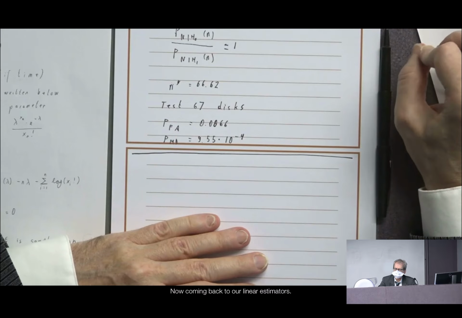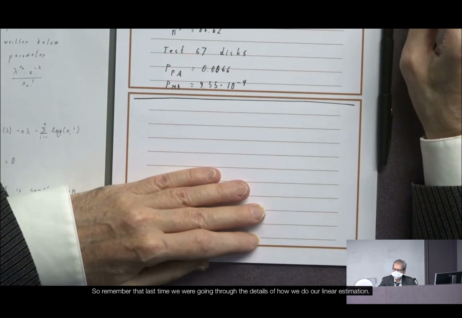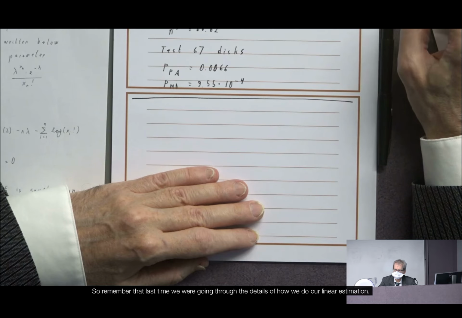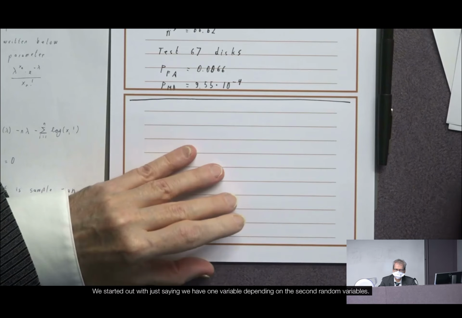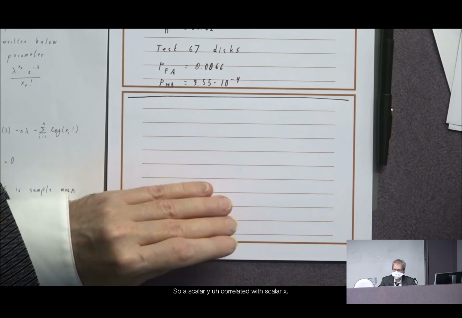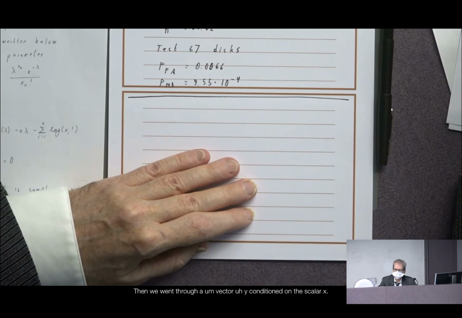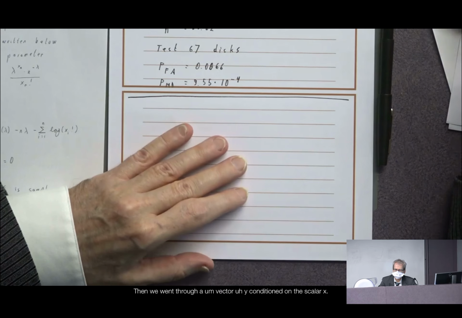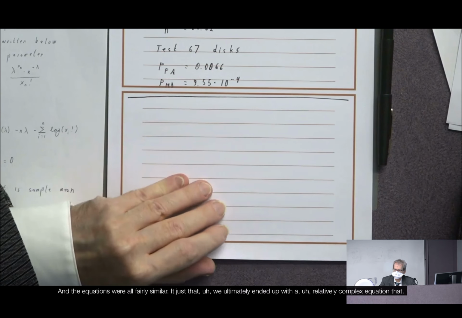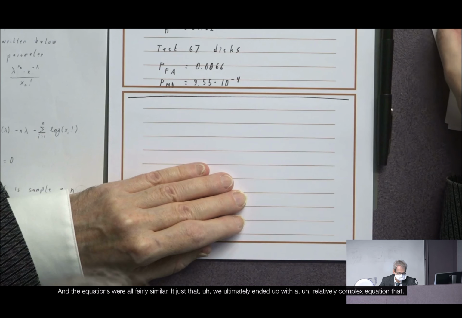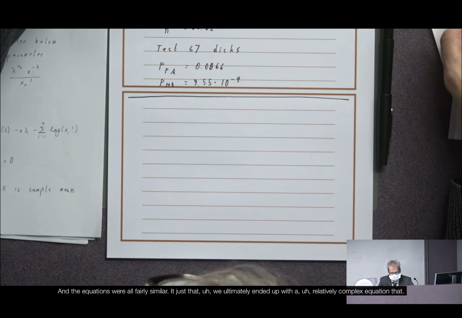Now, coming back to our linear estimators. Remember that last time we were going through the details of how we do our linear estimation. We started out with one variable depending on a second random variable, so a scalar y correlated with a scalar x. Then we went through a vector y conditioned on a scalar x, and finally a vector y conditioned on a vector x.